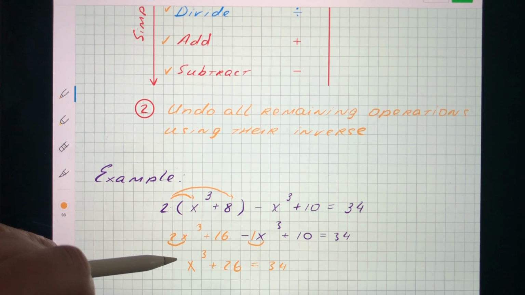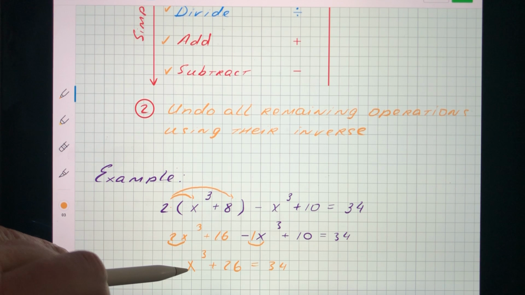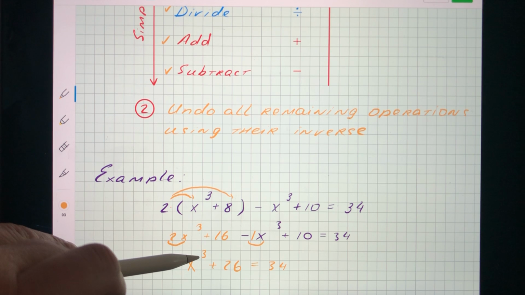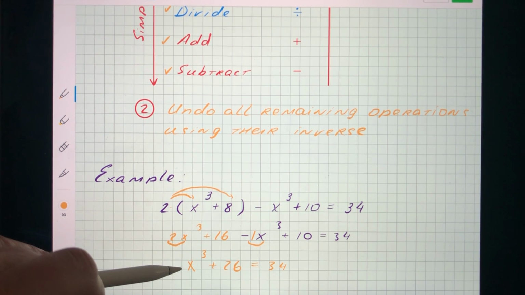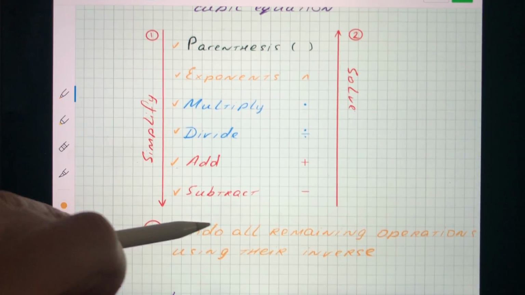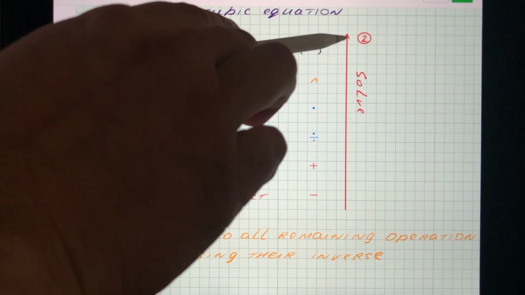To solve it, we now need to undo everything that is still here and uncover the x. It's kind of like looking for the treasure on a pirate's map. X marks the spot, but x is hiding with all of these other operations, and we need to undo them first before we can get to our treasure. So let's undo the operations. Now we begin at the bottom. So we start with the same PEMDAS and we begin at the bottom and work our way up.